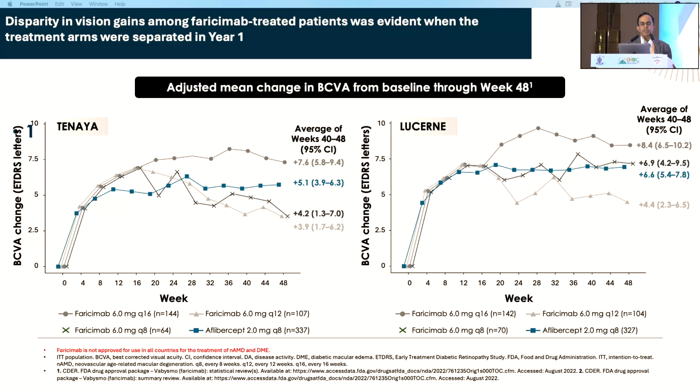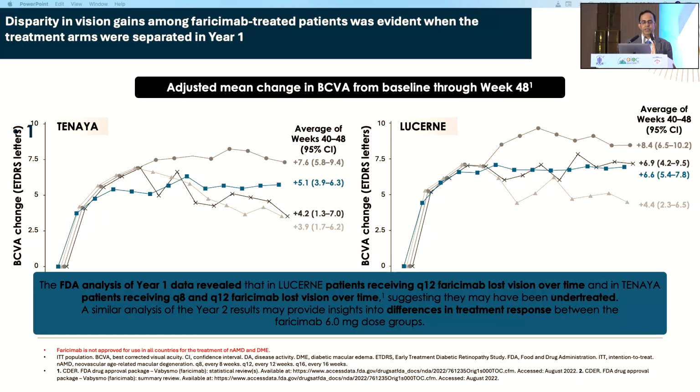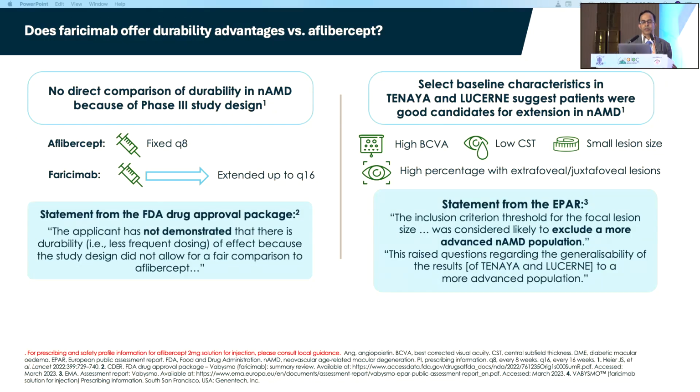There is a disparity in vision gains among faricimab-treated patients, as was evident when the treatment arms were separated in year 1. The FDA analysis of year 1 data revealed that in Lucerne, patients receiving Q12 faricimab lost vision over time, and in Tenaya, patients receiving Q8 and Q12 faricimab also lost vision over time, suggesting that they may have been undertreated. A similar analysis of the year 2 results may provide insights into differences in treatment response between the faricimab 6 mg dose groups. So does faricimab offer durability advantages versus aflibercept?